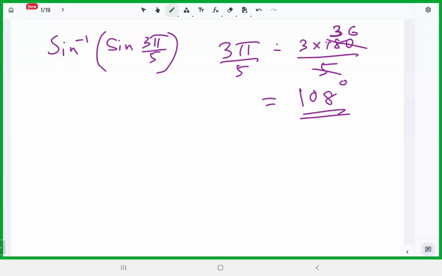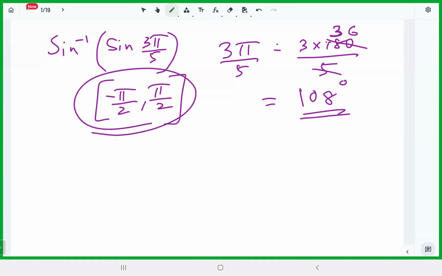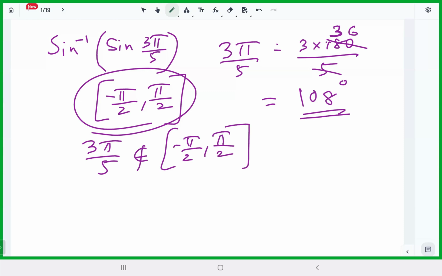The principal value branch is the closed interval minus pi by 2 comma pi by 2. Does 108 degrees belong to this particular branch? No, right? So 3 pi by 5 doesn't belong to minus pi by 2 comma pi by 2. It doesn't belong to that particular principal value branch. So what we have to do is find the corresponding angle.